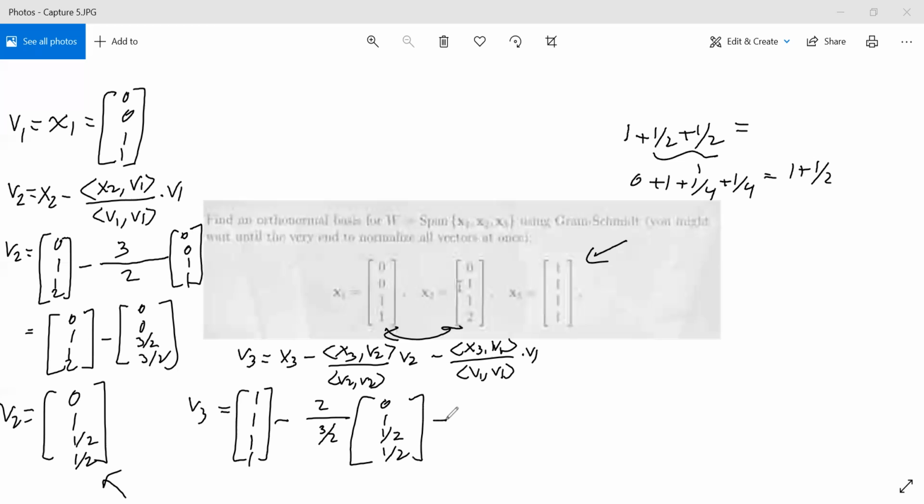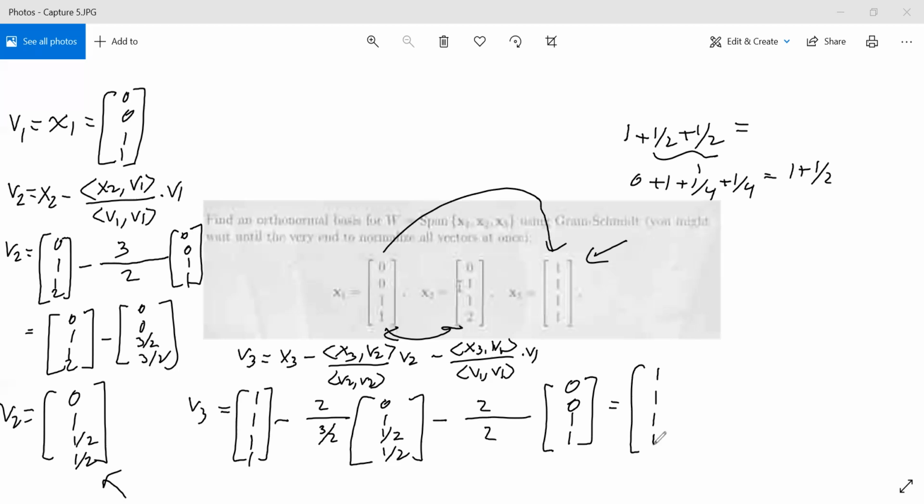Minus. Now the inner product of X3 with V1, and this is V1. I'm going to do the inner product of these two, where the first two are 0 and the last two give you 2, and the inner product of V1 with V1 is also 2, and then times V1, which is 0, 0, 1, 1. Okay, and this will be now 1, 1, 1, 1. This is just going to be 4 over 3, so multiply by 4 over 3. That's 0, 4 over 3, this will be 2 over 3, and the other one is also 2 over 3. And minus, this will just be 0, 0, 1, 1.